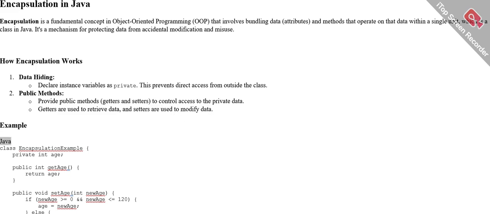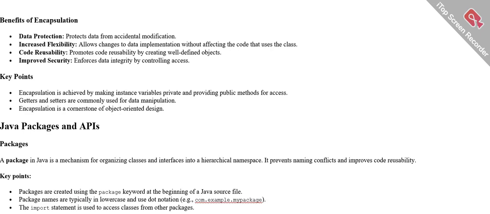Example: Java. Class EncapsulationExample. Private int age. Public int getAge, return age. Public void setAge, int newAge. If newAge is greater than or equal to 0 and newAge is less than or equal to 120, age equals newAge. Else, System.out.println, invalid age.